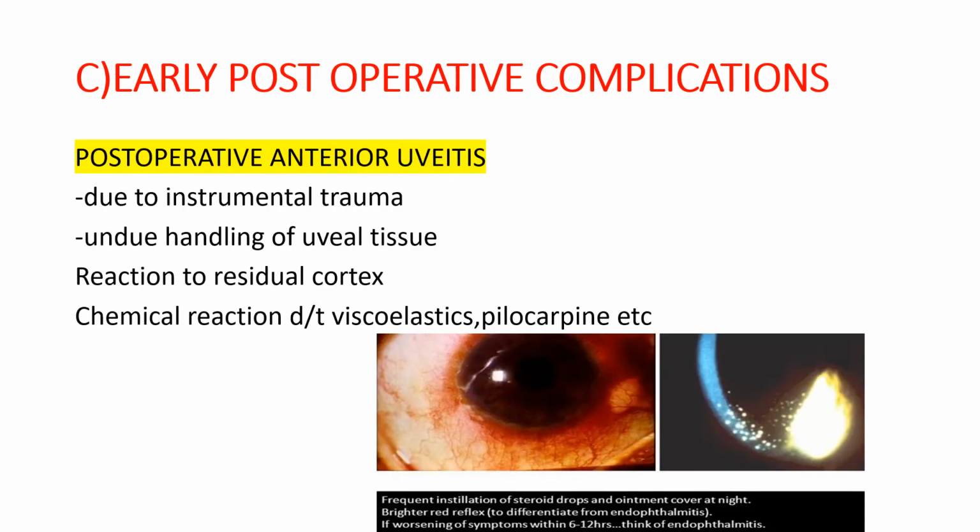This is a case of post-operative uveitis, which is again a common early post-operative complication of cataract surgery. It can happen due to instrumental trauma, undue handling of uveal tissue. It can also happen due to the reaction to residual cortex, or due to the use of chemicals like viscoelastics, pilocarpine, etc.